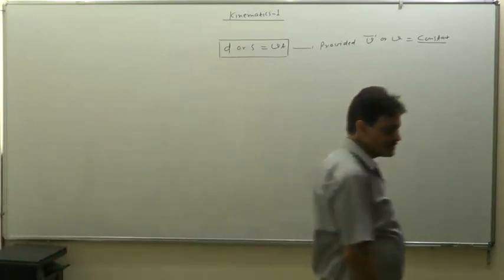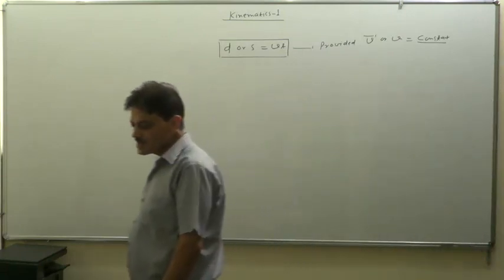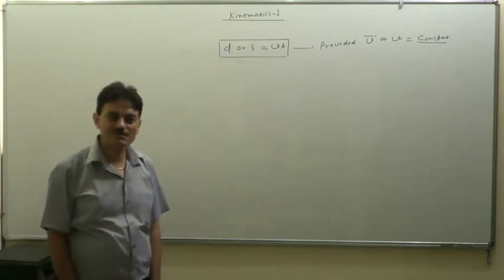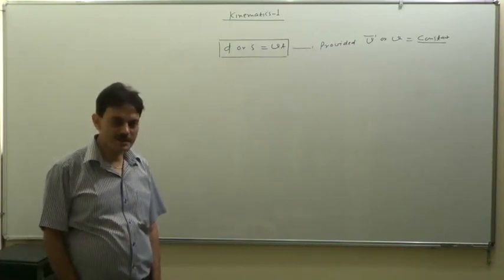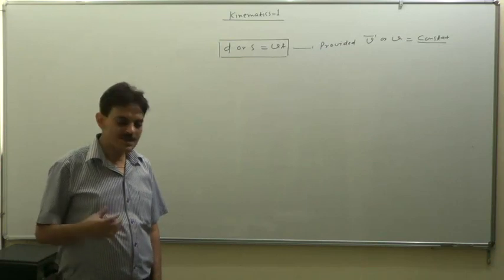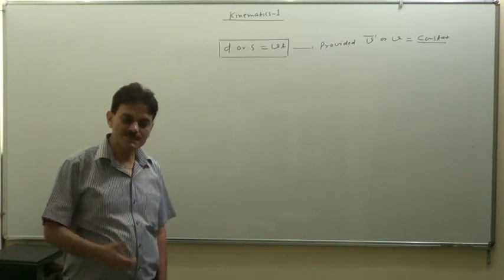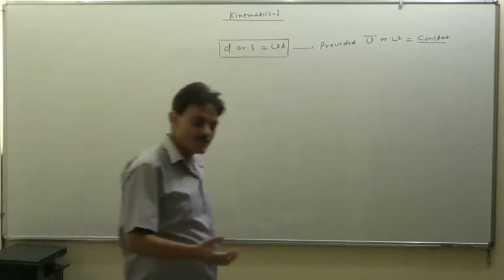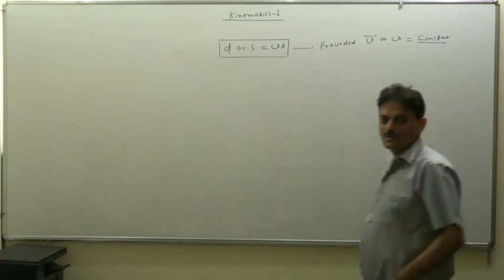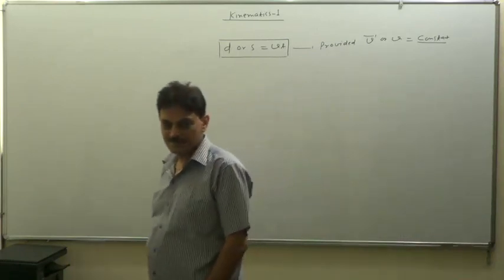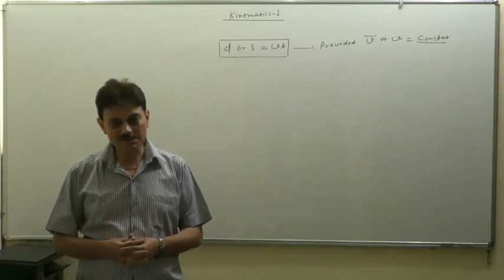So speed is of two types: instantaneous speed and average speed. Instantaneous speed is the magnitude of the velocity vector at some instant, and average speed means total distance upon total time. If speed is constant, then the average value of speed in any interval of time is equal to that constant speed. Further, if speed is constant, then distance equals speed into time.